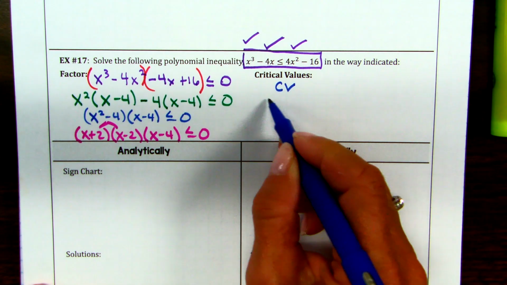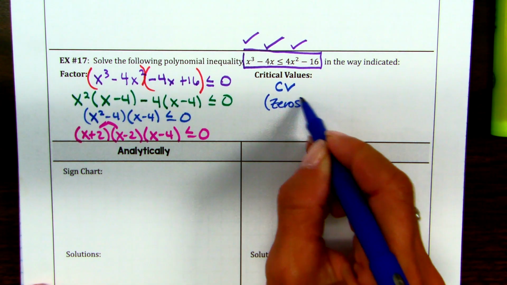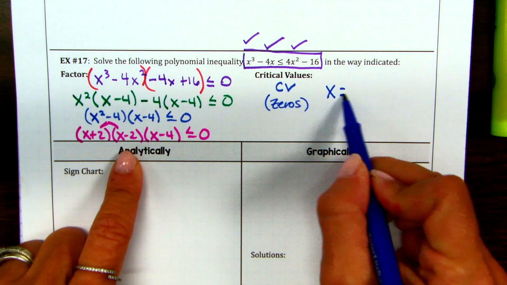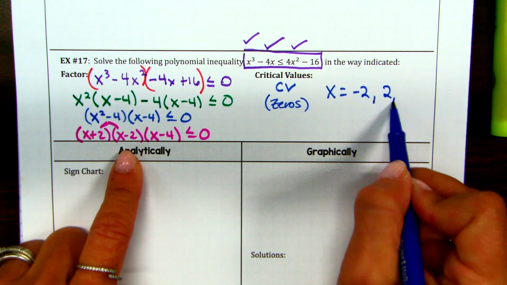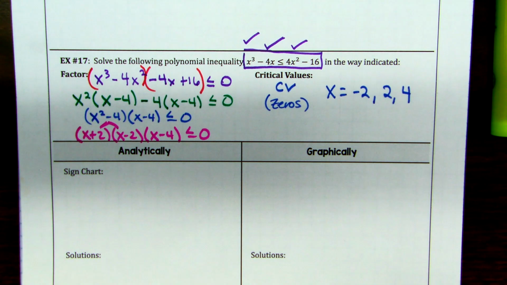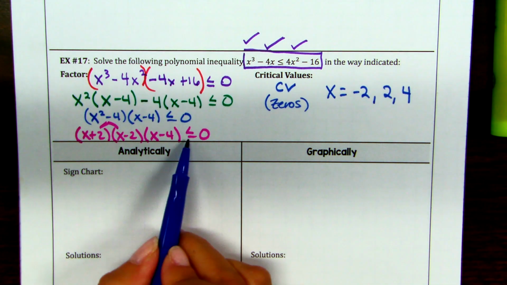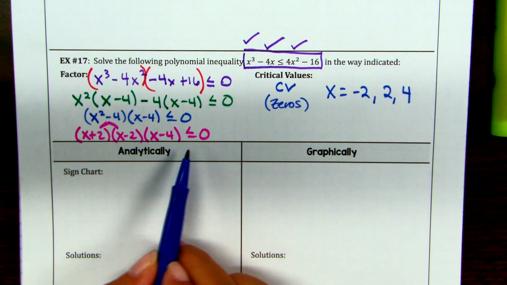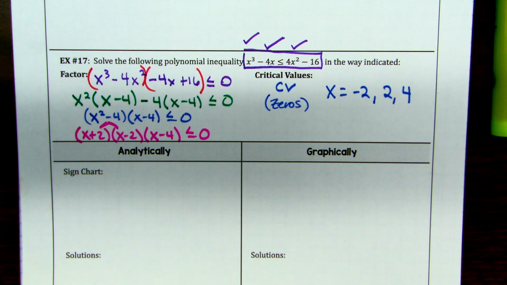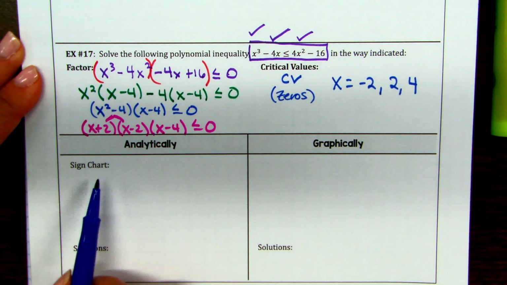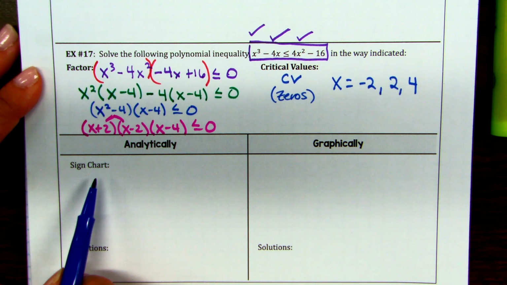These are just your zeros, okay? What are your zeros? They are negative 2, 2, and 4. That's what your solutions would have been had this been just equal 0. Where is y 0 at those numbers? That's what we're saying. Those are your x-intercepts. We don't want to know what equals 0. We want to know what's less than or equal to 0, okay? So we're going to do something called a sign chart.